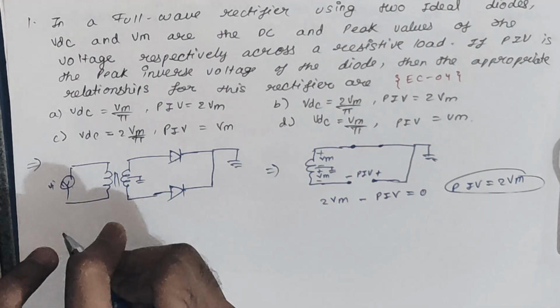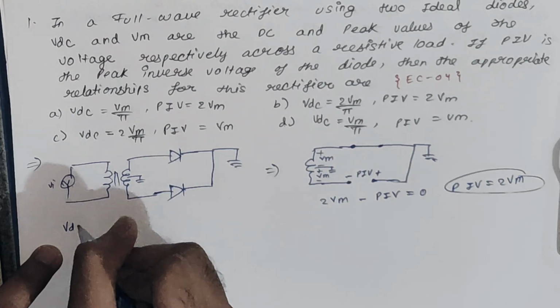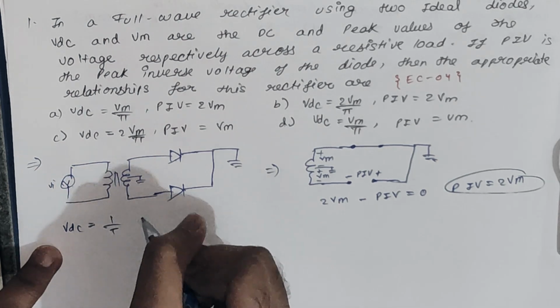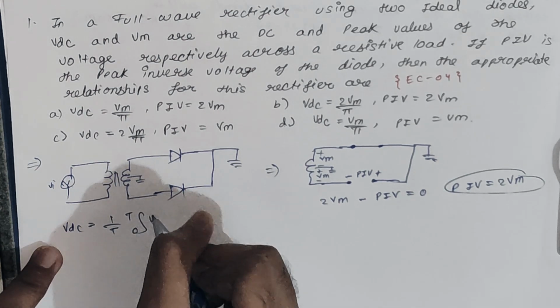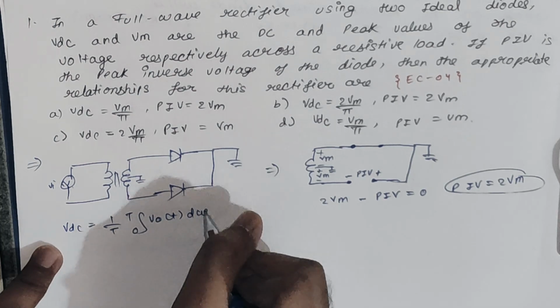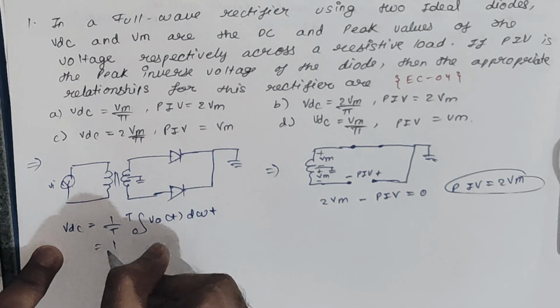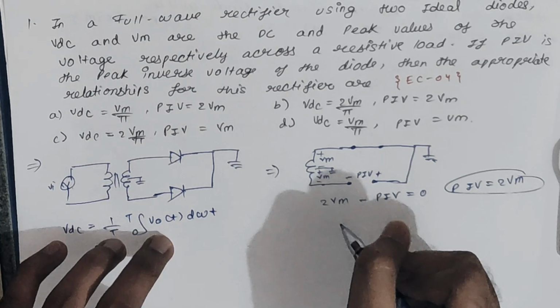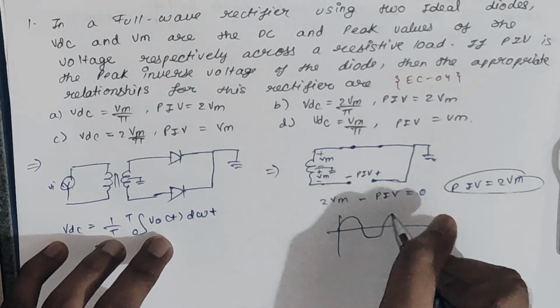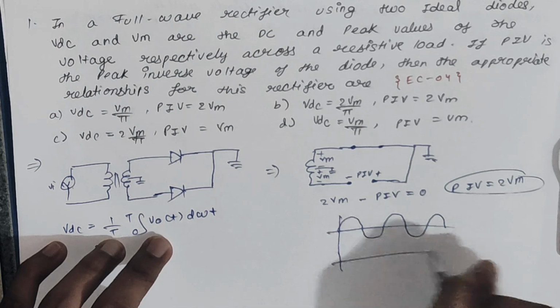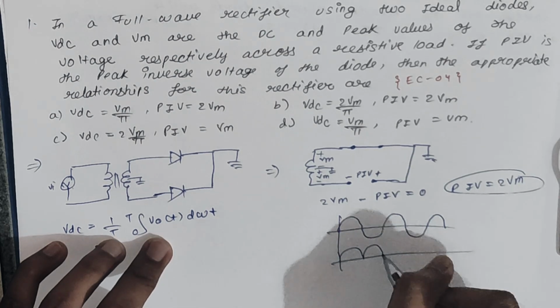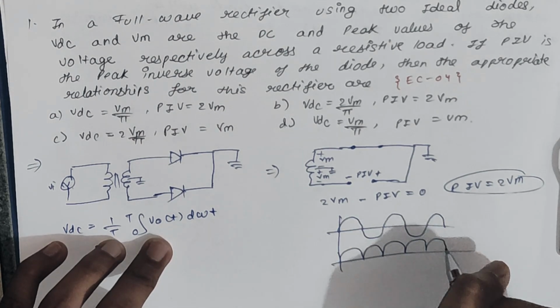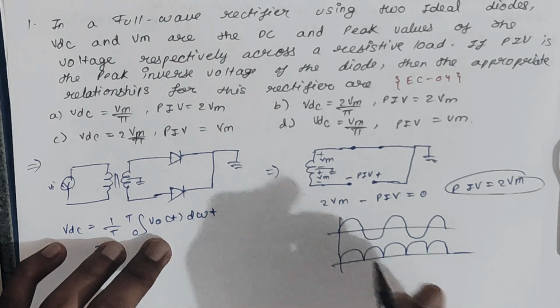For DC voltage we know the formula, that is VDC will be 1 by T, integral 0 to T, VO(t) d omega t, right? This is the traditional way, that is 1 upon T will be nothing but 1 upon pi. Why? Because the waveform of center tapped rectifier is somewhat like this. This is your input waveform and this will be your output waveform, where you will get positive peak in both the phases.